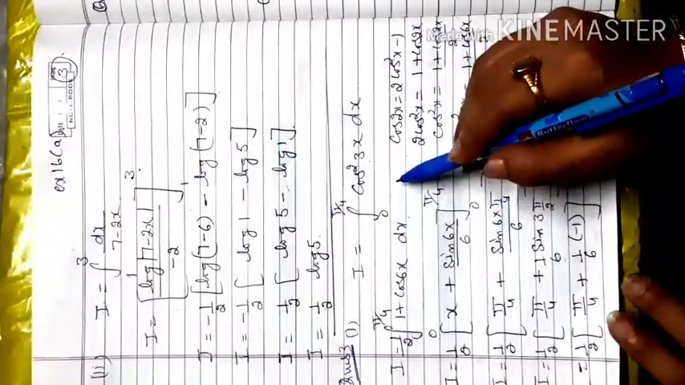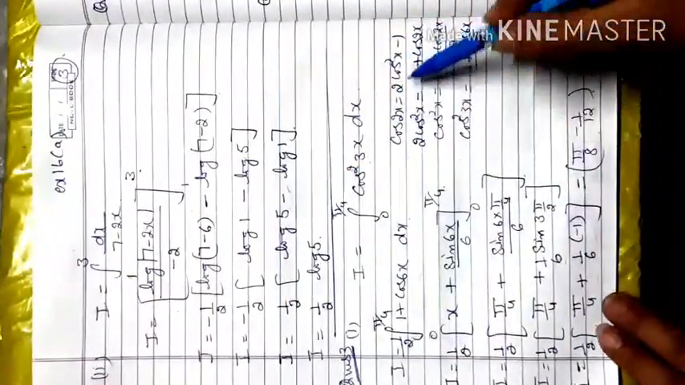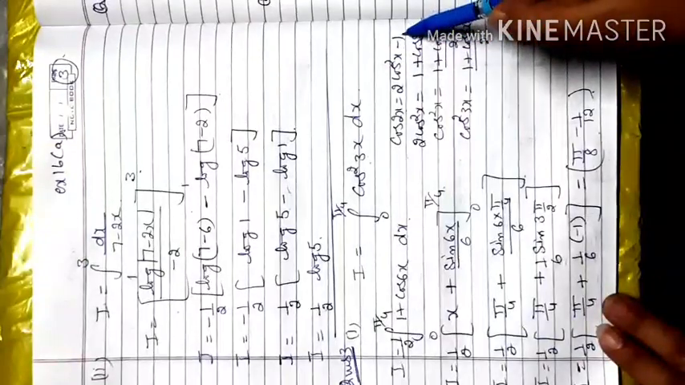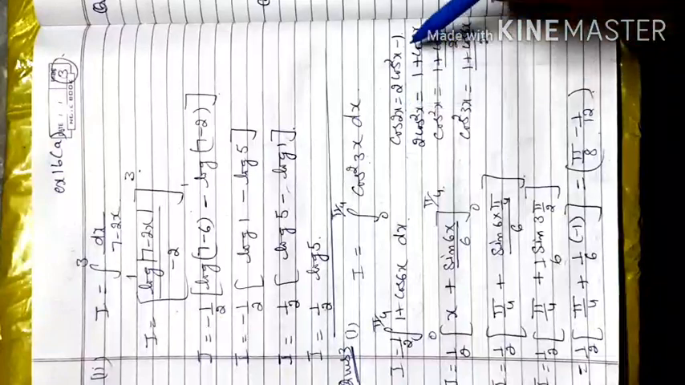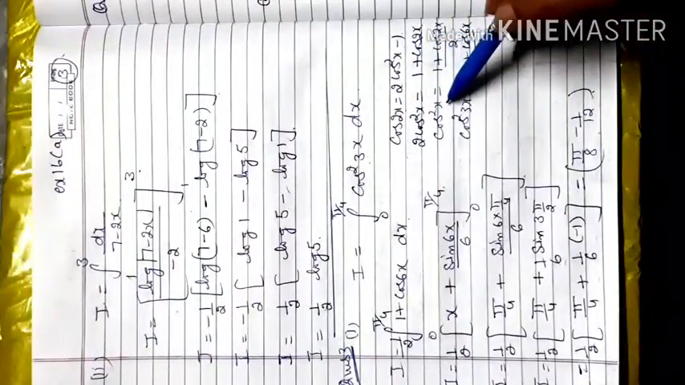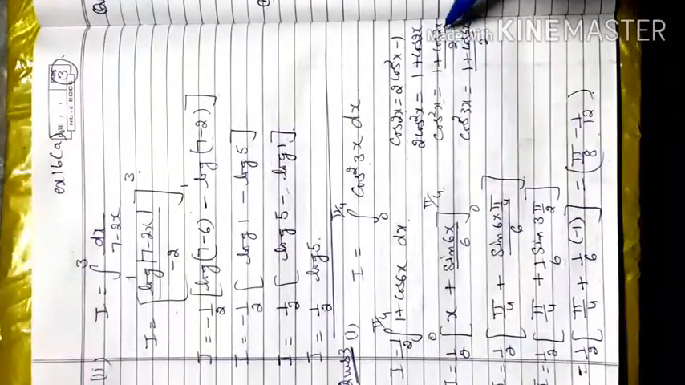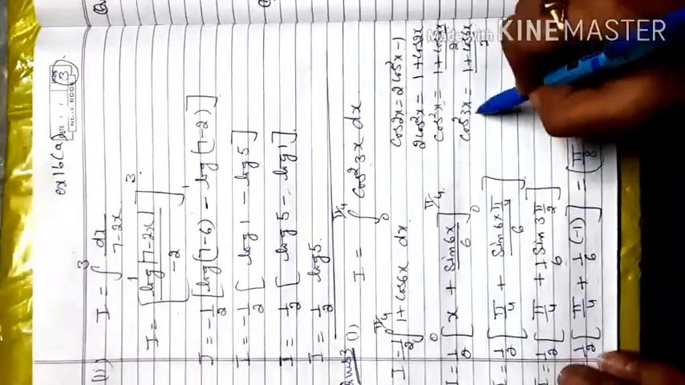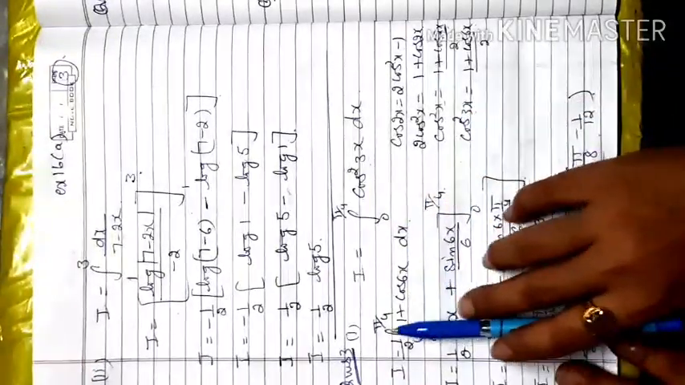Now question number three, first part is 0 to pi by 4 cos square 3x. Your cos 2x formula is 2 cos square x minus 1. If you triple the angle, inside the angle also multiply by 3, so that becomes 6 and that becomes 3. According to that, the cos square 3x formula is 1 plus cos 6x by 2.